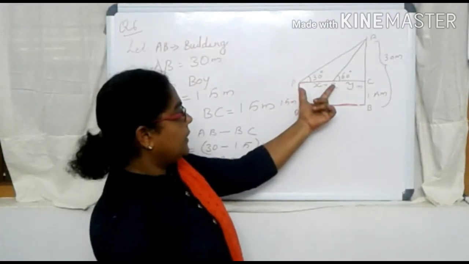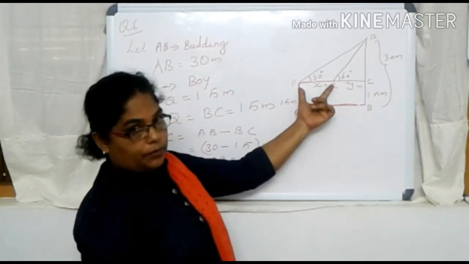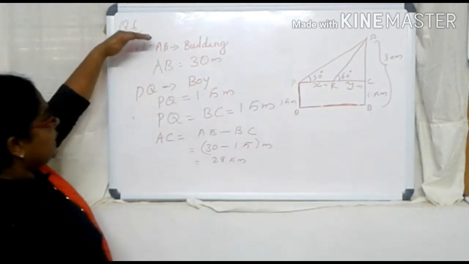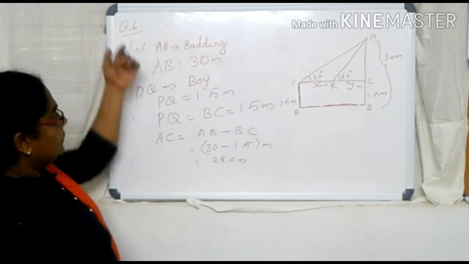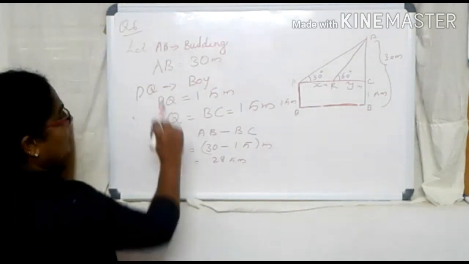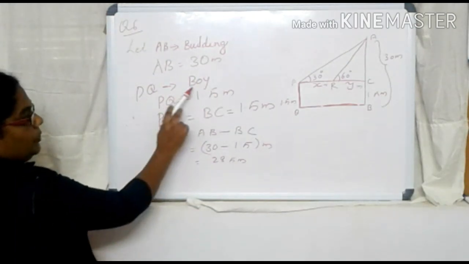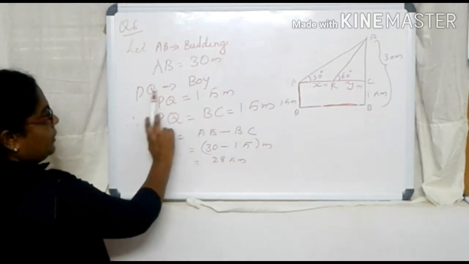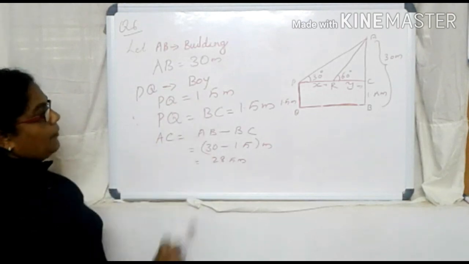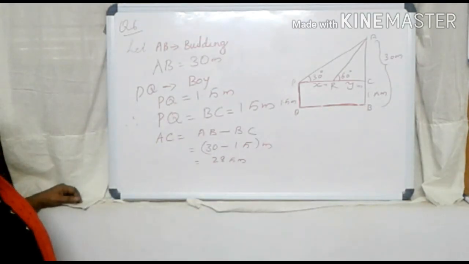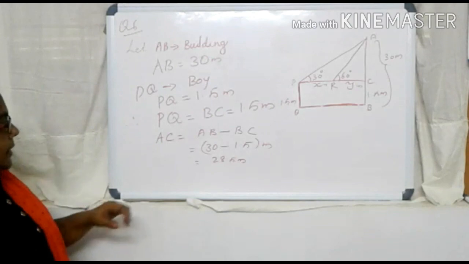Here we have to find out the distance travelled by the boy. Let AB be the building. Here it is given AB equals 30 meters, PQ is the boy, and it is given that the height of the boy PQ is equal to 1.5 meters. The height of the boy is 1.5 meters.